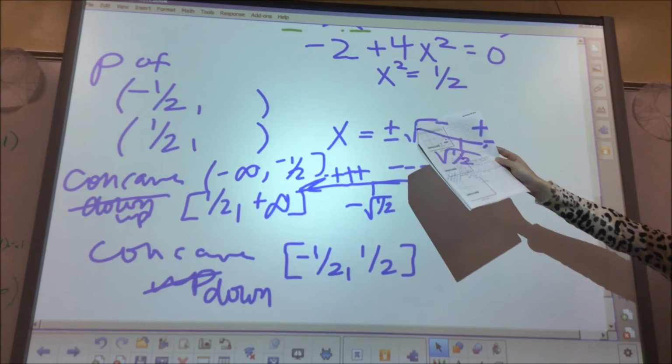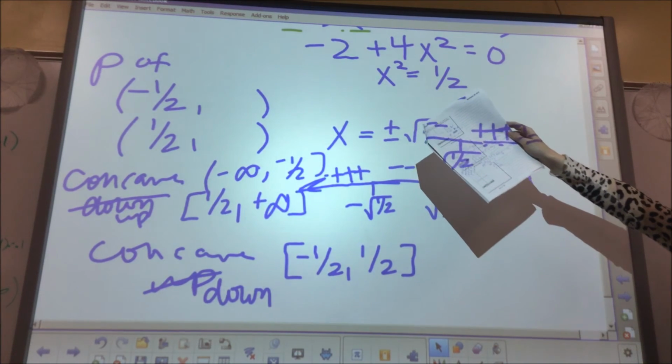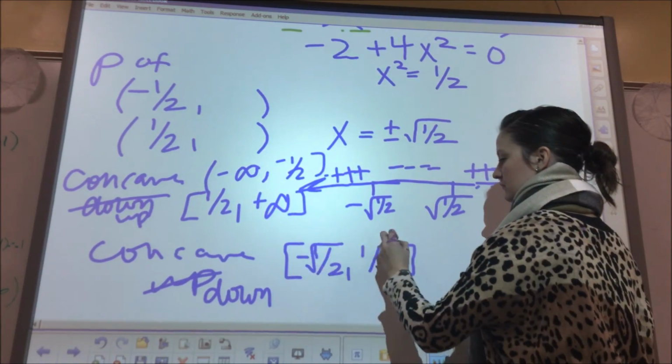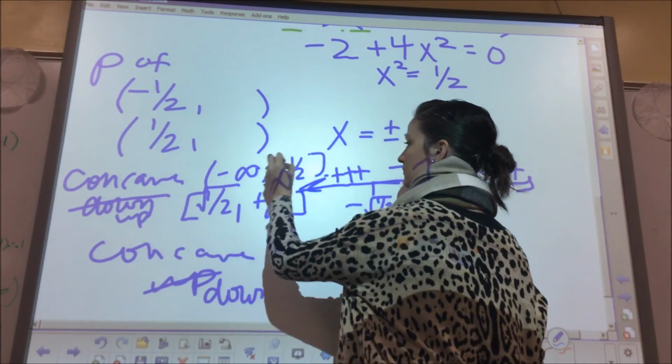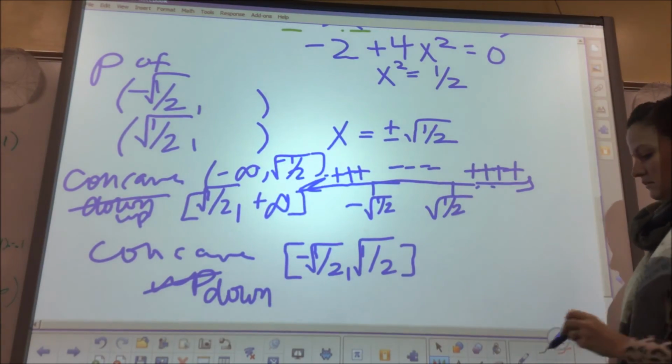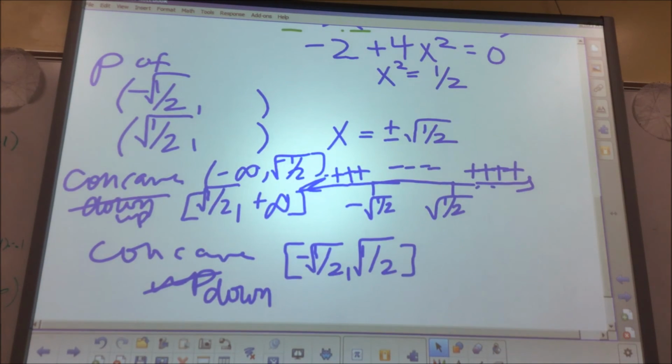Did you already plug that in to find the points of inflection? Spencer, can you do the -1/2? Michael and Shukai, can you do the +1/2? Wait, should it be squared? Yeah, sorry. Michael, what did you get for the y value for the positive square root of 1/2?